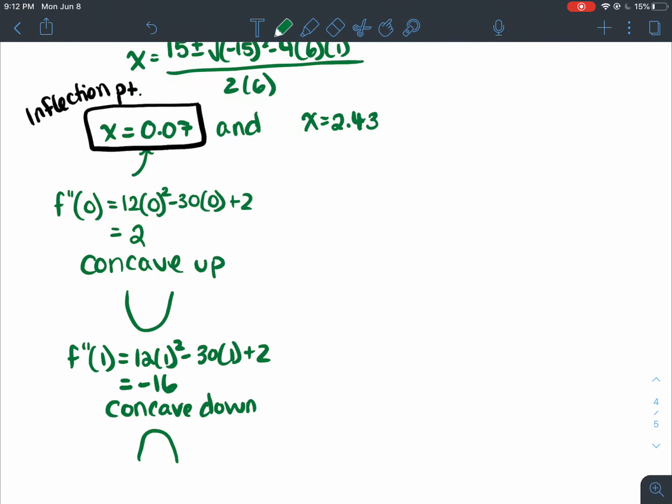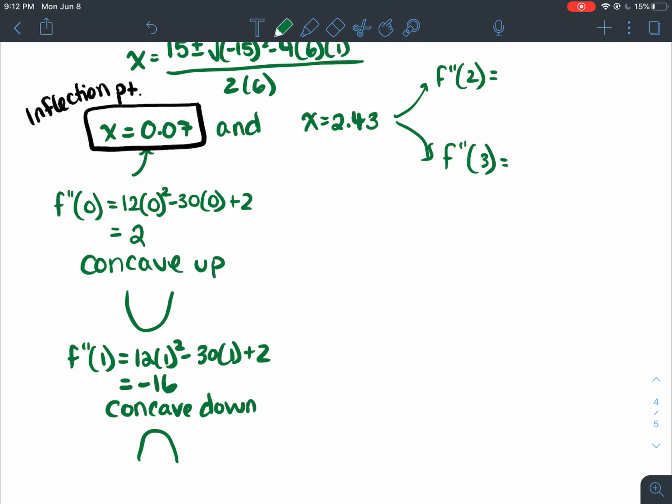Perfect. And then you would do the same thing for 2.43. You would check values on either side. So you would check the second derivative at 2, and it doesn't matter what values you pick as long as one's to the left and one's to the right. One's bigger, one's smaller, and you can see what's going on.